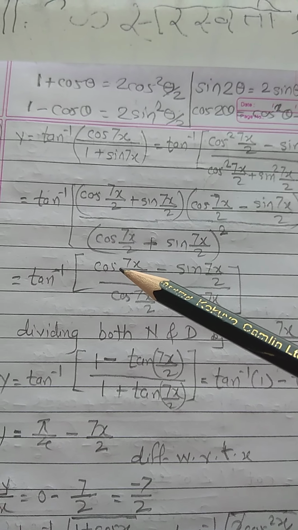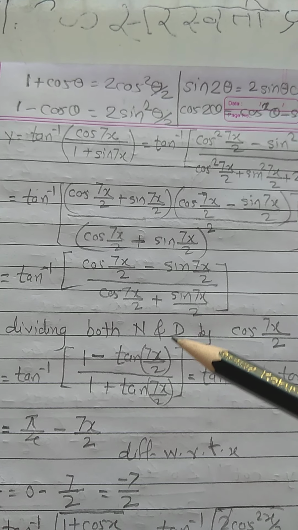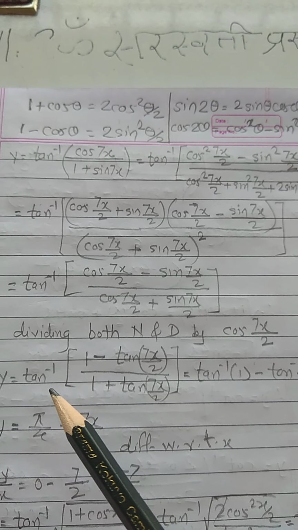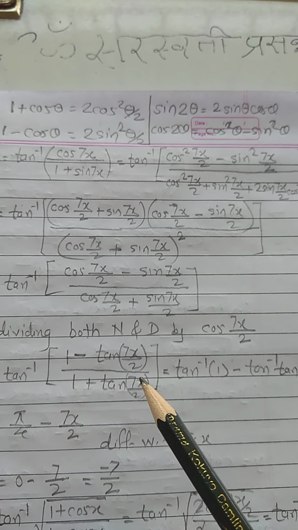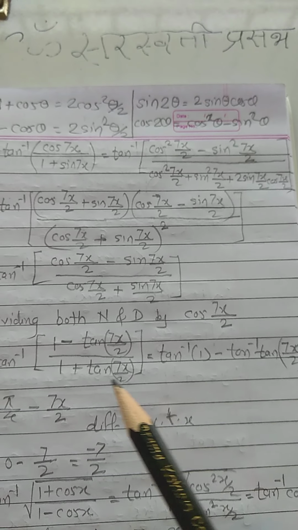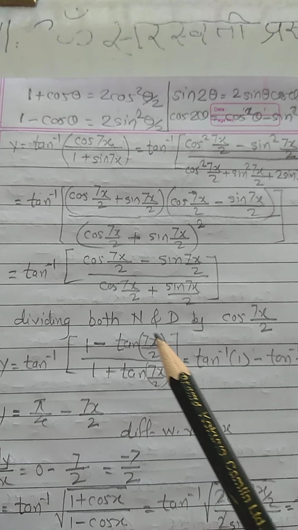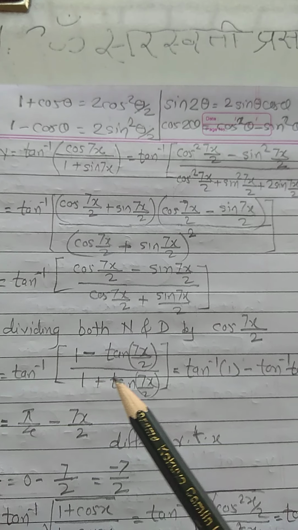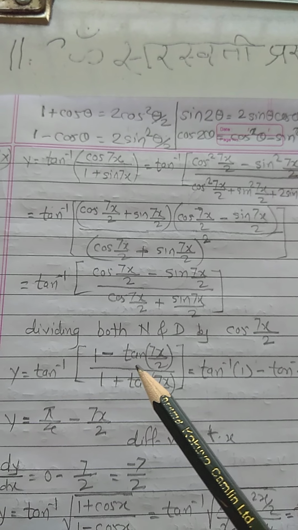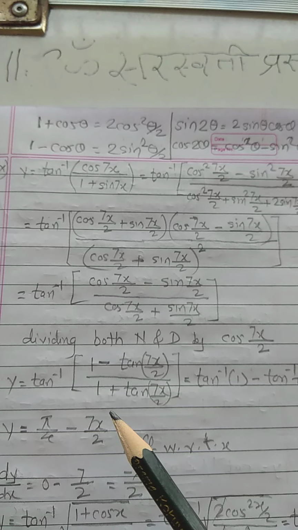So we will get cos upon cos 1, sin upon cos tan, cos upon cos 1 and sin upon cos tan. This is tan inverse of 1 minus tan inverse of tan of 7x by 2, because we know that tan inverse of a minus tan inverse of b is always equal to tan inverse of a minus b upon 1 plus ab. In another way, you can interpret this as tan of pi by 4 minus 7x by 2, and this tan inverse will give you pi by 4 minus 7x by 2.